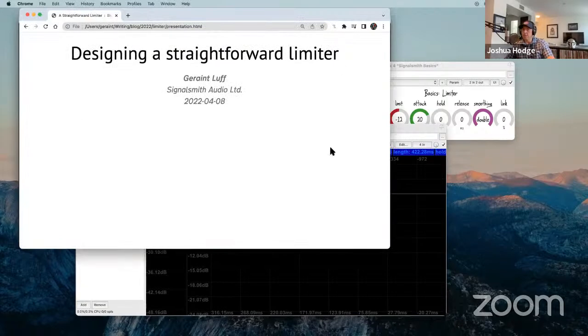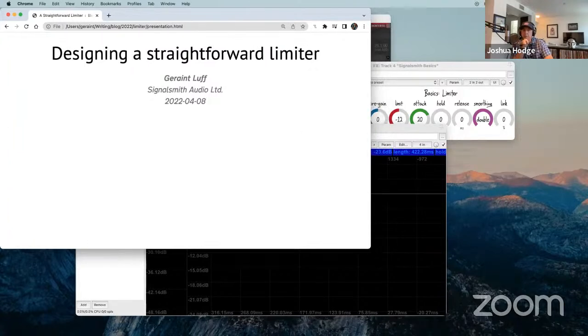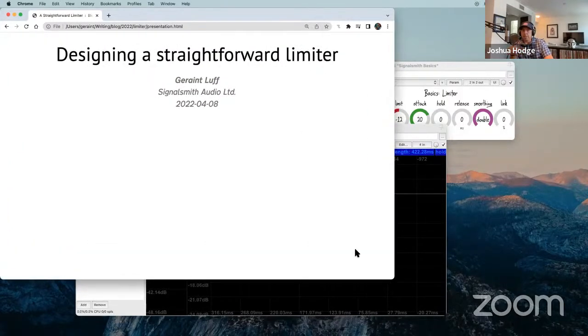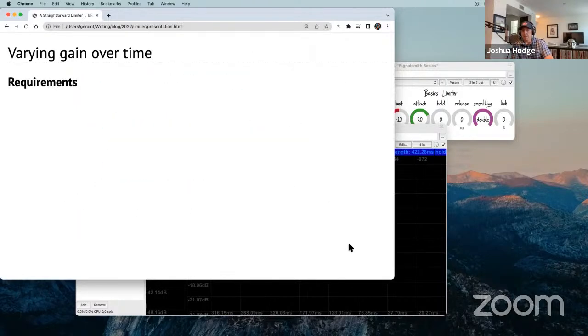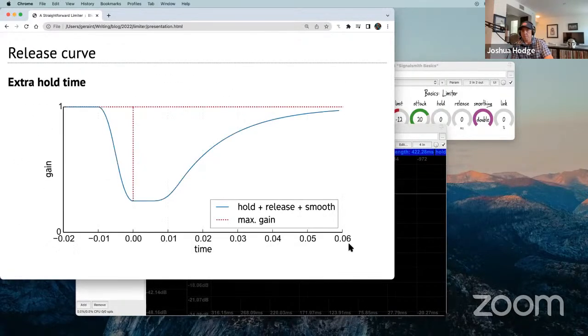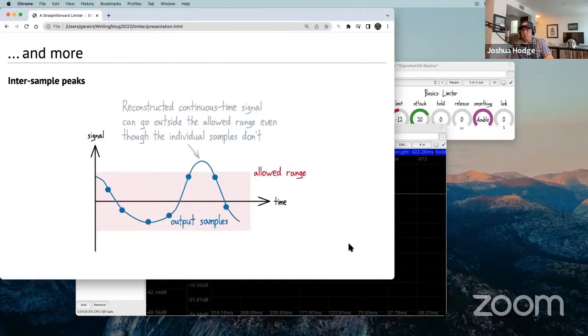I had a couple questions. One question I had was going back to the part where you said, maybe I heard this wrong, but you said that sometimes when reconstructing a continuous signal from a discrete signal, even though the values in the discrete signal are below the limiter, below the threshold, they can still produce values that are above the allowed range. So can you explain that a little bit further?